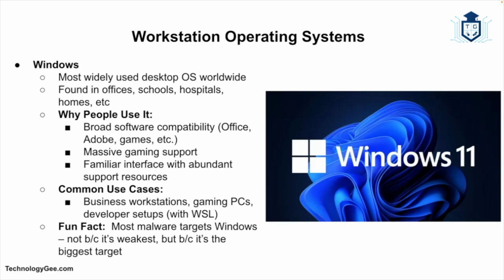Love it or hate it, you cannot escape it. This is the most widely used desktop operating system in the world. Whether you're in an office, school, or even a hospital, chances are someone is using a Windows machine nearby. So why do people use it? Well, it offers broad software compatibility. You can use Microsoft Office, Adobe Suite, you name it. It has huge gaming support. It has a very familiar interface, and it is easy to find support and tutorials for it.